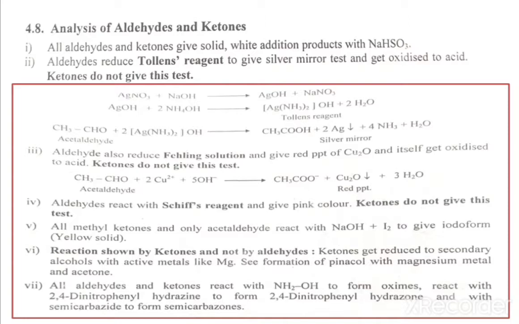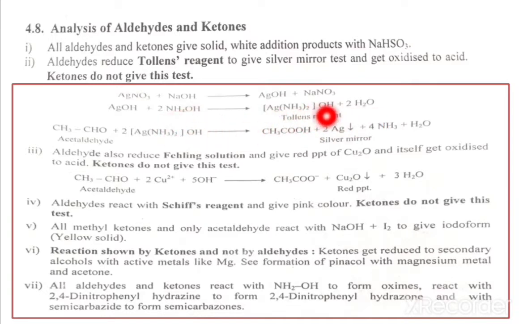So how will you prepare the Tollens reagent? The preparation of Tollens reagent is that first we take silver nitrate AgNO3 plus NaOH, sodium hydroxide, and we get AgOH plus NaNO3. Now the silver oxide, that is AgOH, plus 2 NH4OH, we get the Tollens reagent, that is Ag(NH3)2OH plus 2 H2O. This is the Tollens reagent.